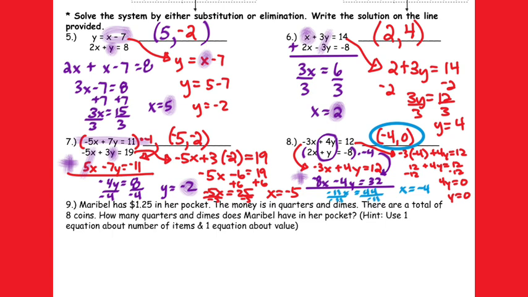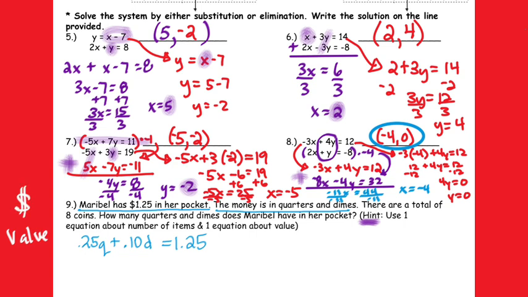So now we've learned the skills of how to solve using graphing, substitution, and elimination, and we use them in real world situations, right? Like Maribel and her coins in her pocket. On these, it says on here too, the hint down here, we really want to make sure we're paying attention to our hints. Use one equation on the number of items and one on the value. I like to do the value first because it tends to be what people struggle with the most.